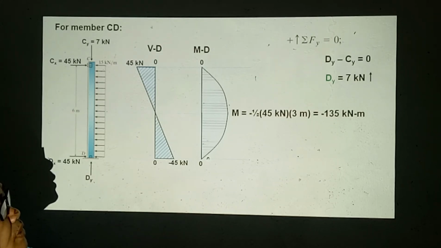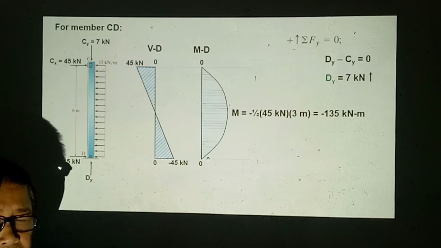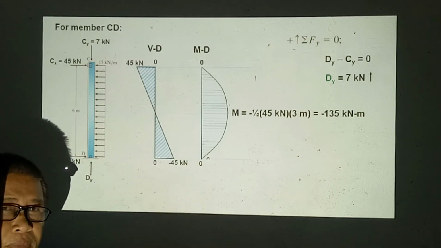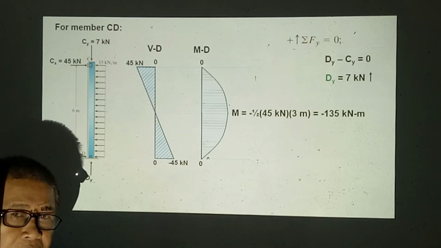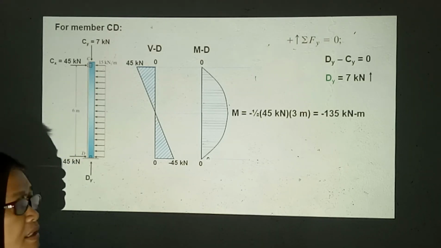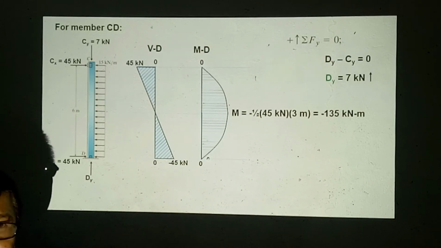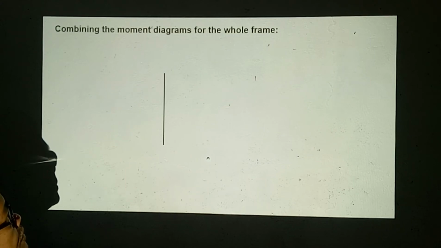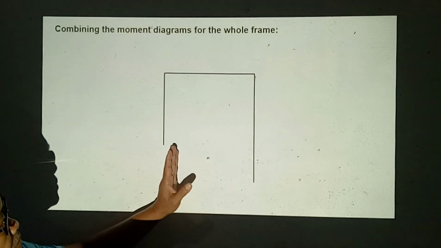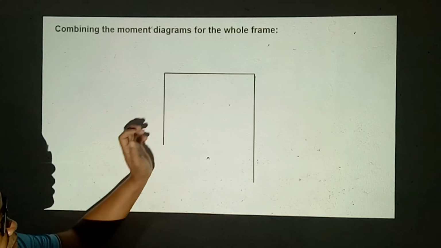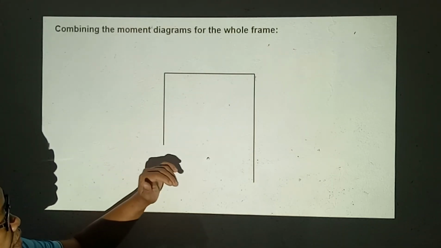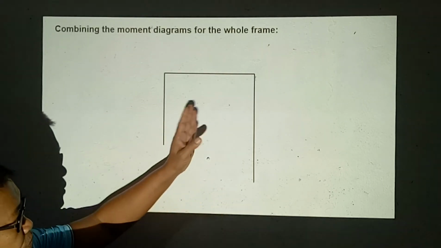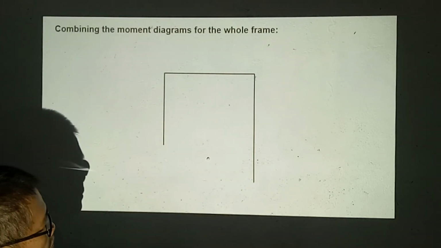It is a must that we combine all the moment diagrams, although we can also combine the shear diagrams for the whole frame. But what is important is the moment diagram, so that the designer can see the behavior for the whole frame. So combining all the moment diagrams, we'll just present the frame by lines, so we can see clearly the behavior of the moment diagrams for the whole frame, not overcrowding the drawing or the figure.